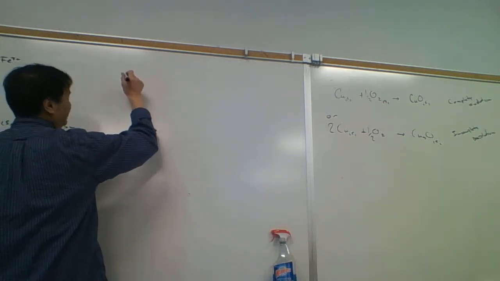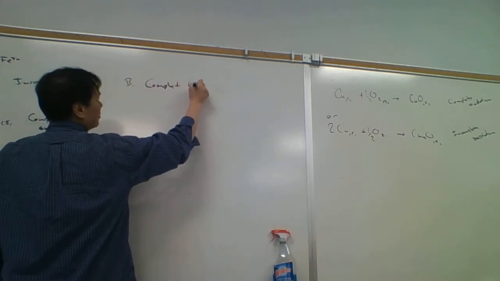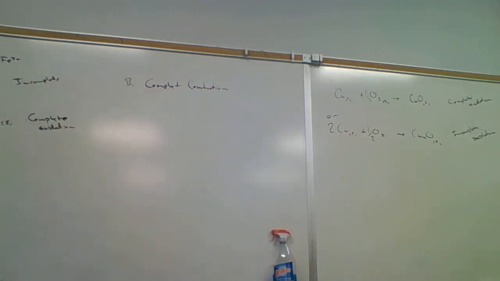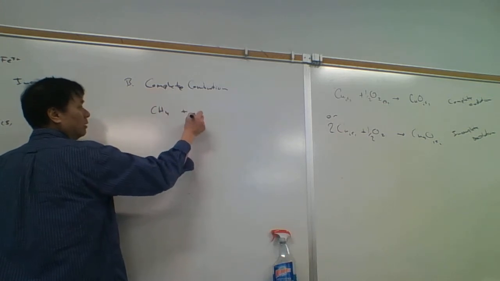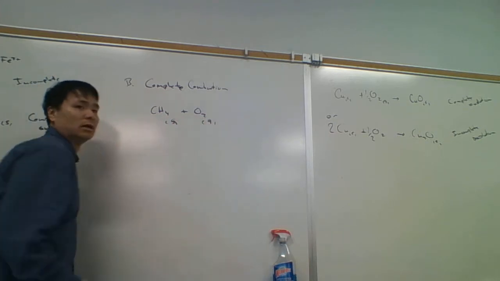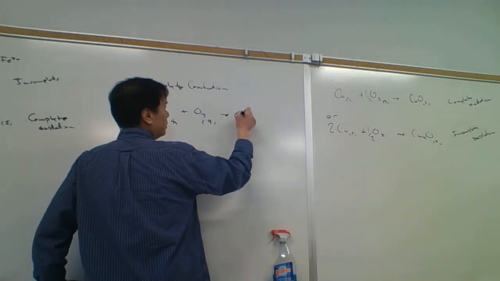Okay, B, complete combustion. So, for example, if I burn methane and I want to burn it completely, what does it form? Well, that's methane, CH4 gas, plus O2 gas. That happens in the burner here. What forms with complete combustion? CO2 and water.